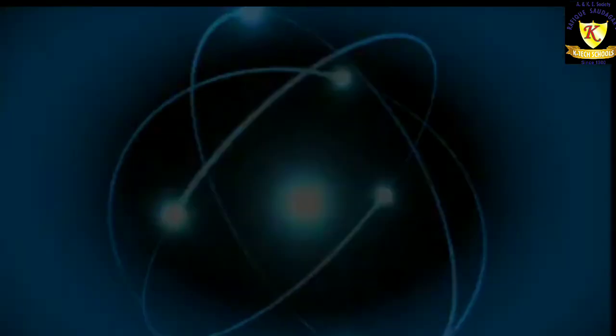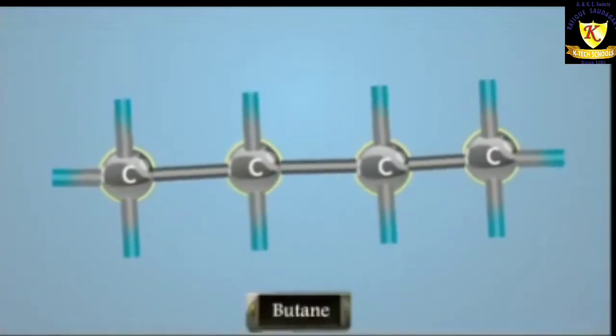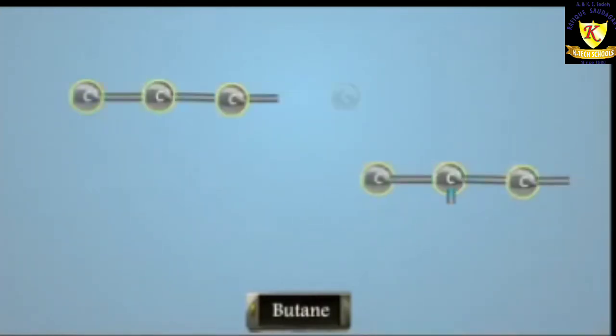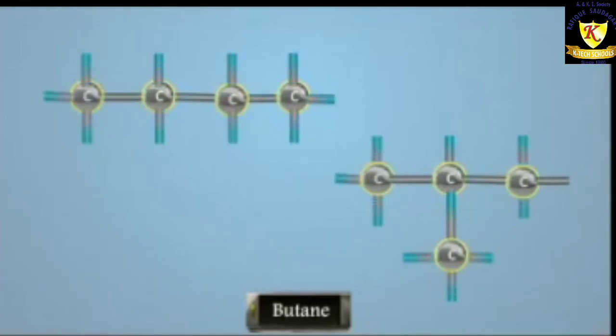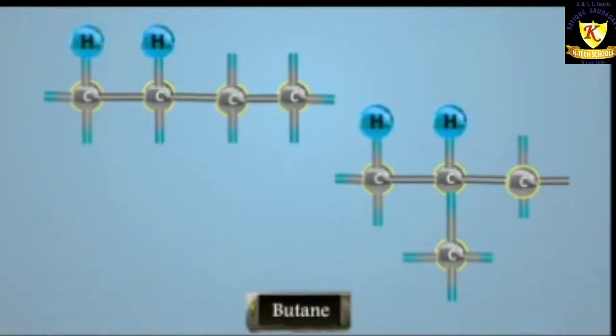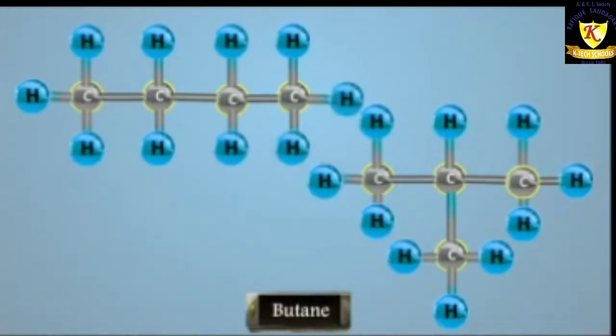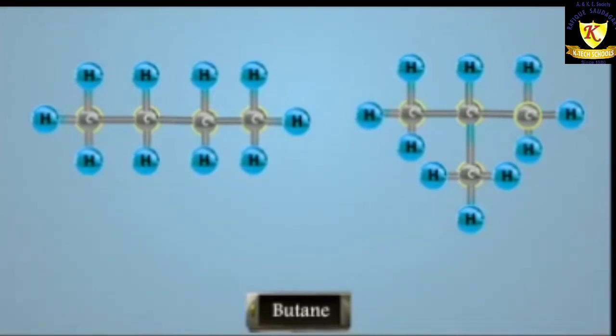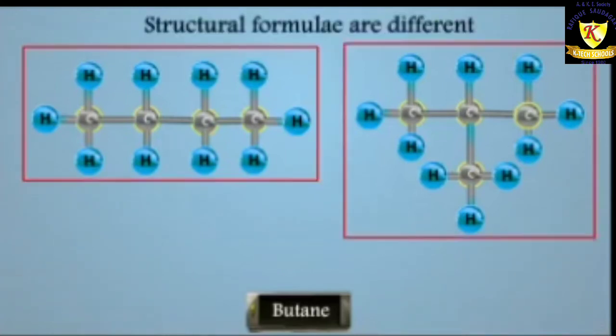Got it, children? Now let us pay more attention to the carbon chain in butane. The four carbon atoms can be joined to form a carbon chain in yet another way. Two different structural formulae are obtained on joining hydrogen atoms to these two chains so as to satisfy the tetravalency of the carbon atoms. The molecular formula of both these structural formulae is the same, which is C4H10. These are two different compounds, as their structural formulae are different.